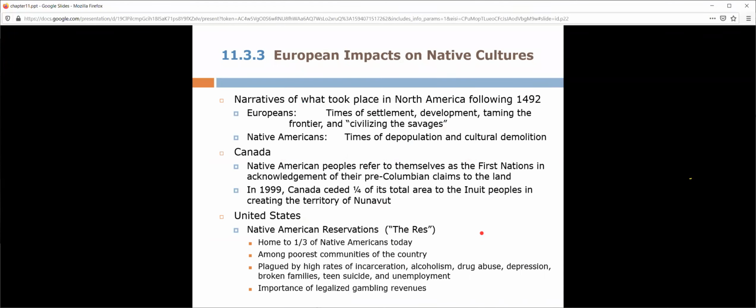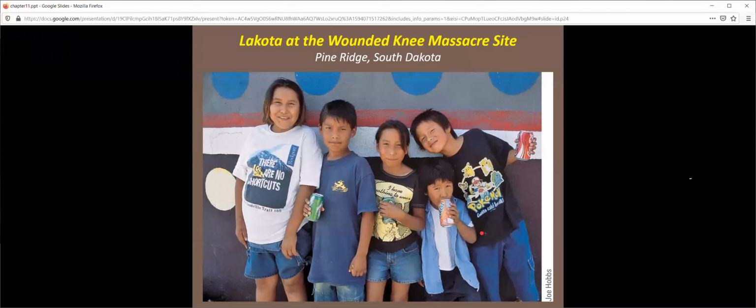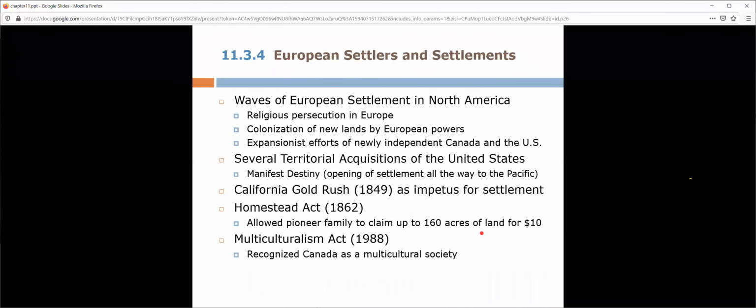Trail of Tears, and what have you. So, yep. Of course, this leads into the European settlers, literally waves of European settlement in North America, for many reasons: colonization of land, expansionist efforts, resources, religious persecution, what have you. All these reasons why people came from Europe to the Americas.